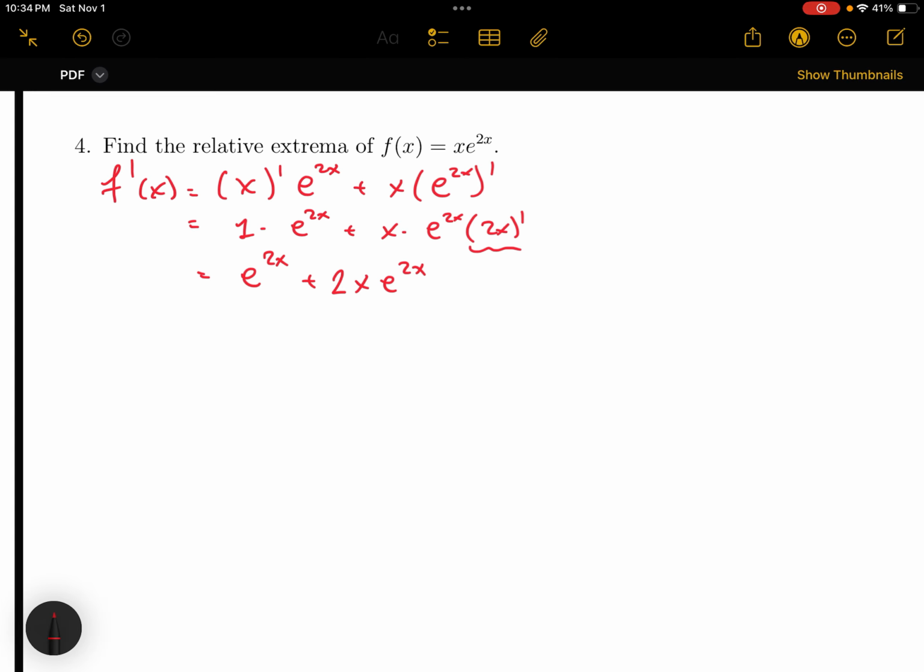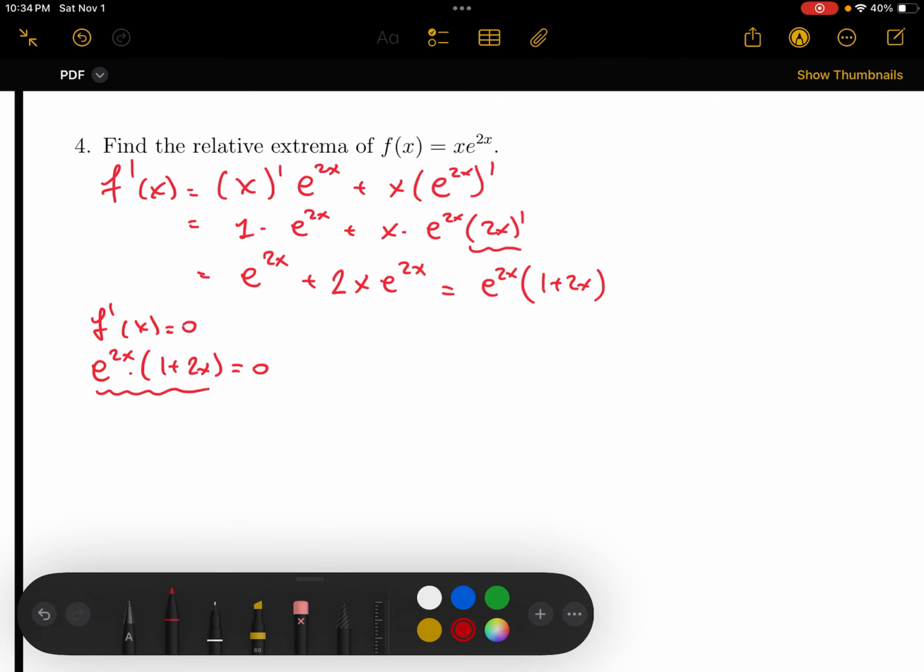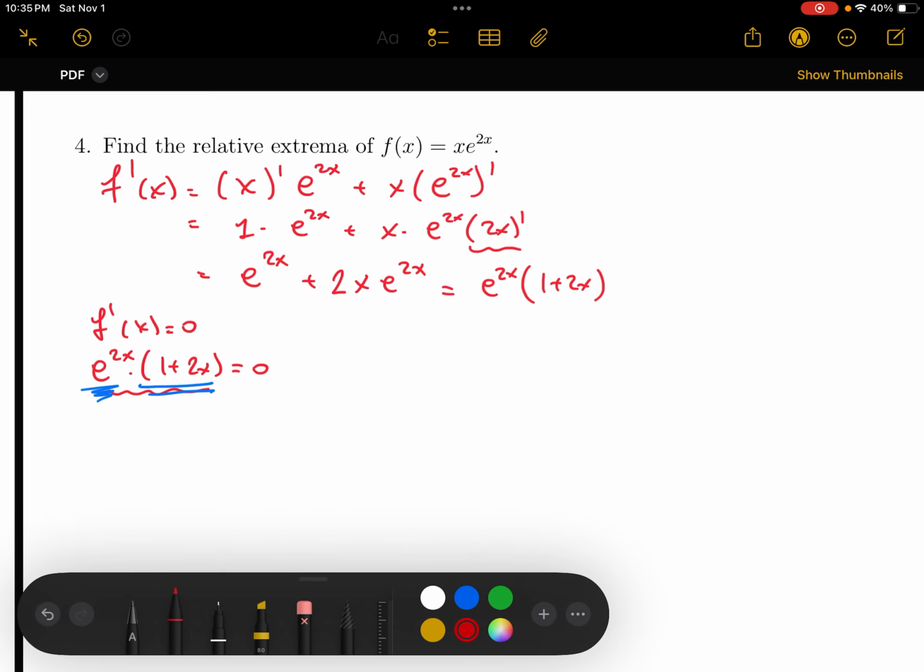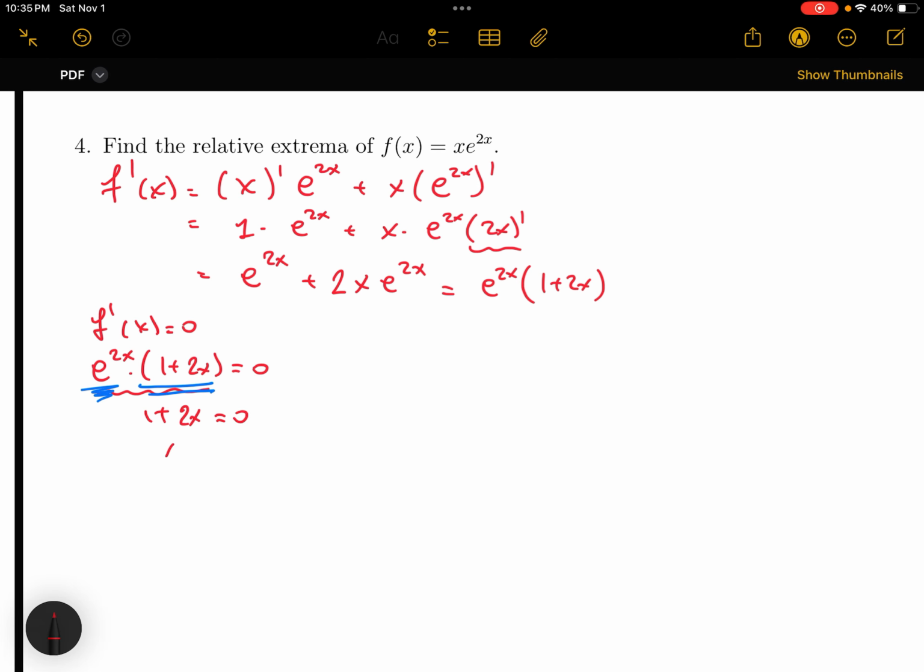So I have to solve this as being equal to 0, or where it does not exist. So f prime equal to 0 means that e to the power of 2x times (1 plus 2x) is equal to 0. I got this expression just by factoring e to the power of 2x. So that's just the first derivative. Here, be careful, this factor here is never 0, which leaves us that only this factor can be 0, and that factor is 0 when x is equal to negative 1/2.